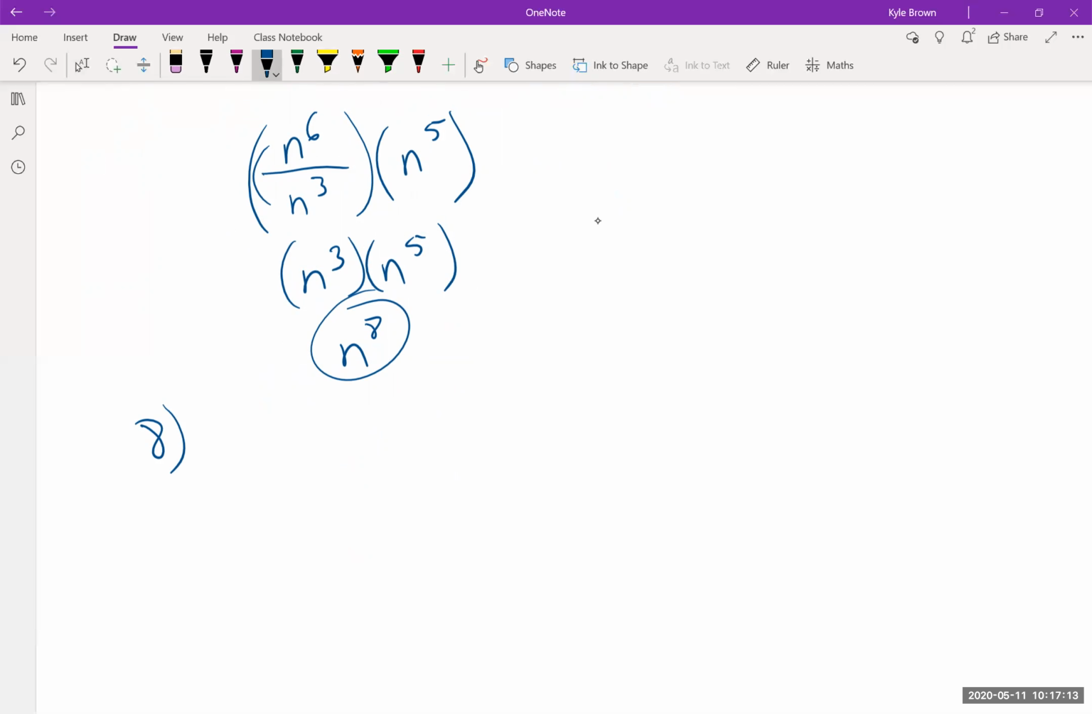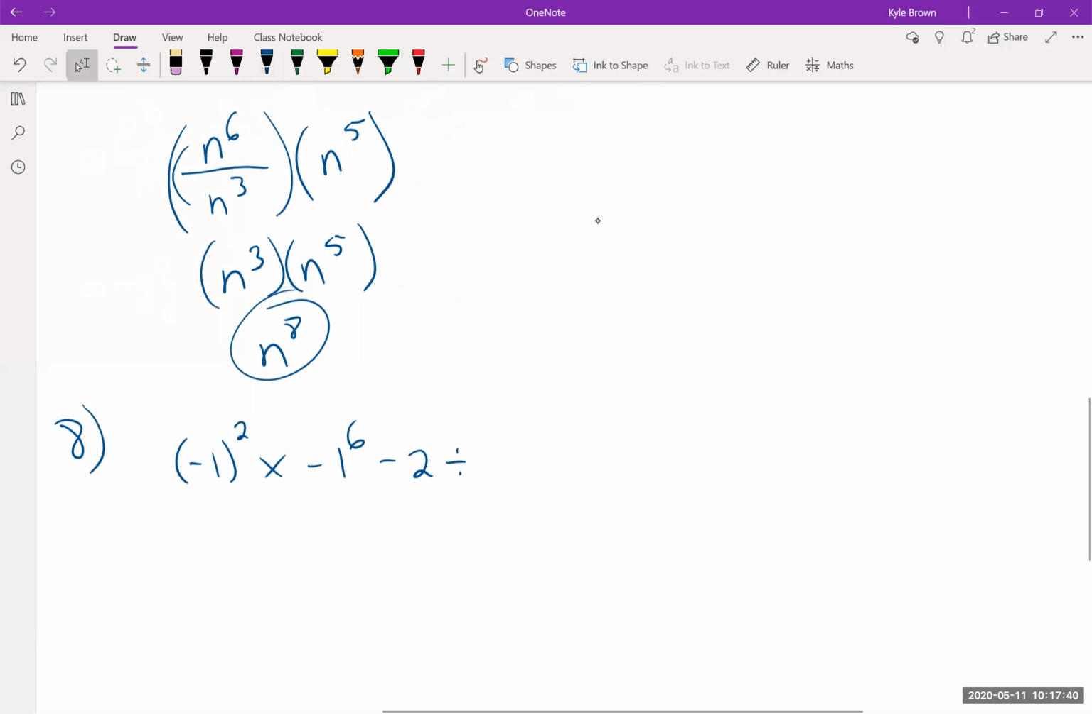Let's do a tricky little one with our brackets. So let's say we had this. Let's say we had (-1) squared times (-1) to the power of 6 minus 2 divided by, we'll say, (-1) to the power of 5.